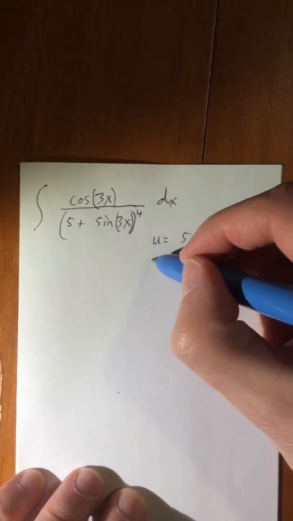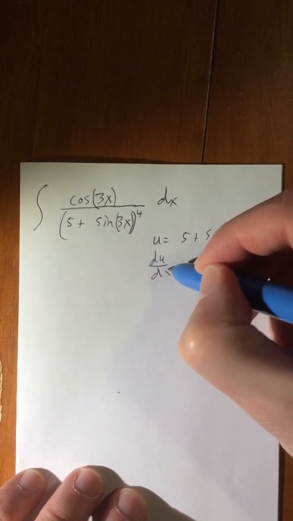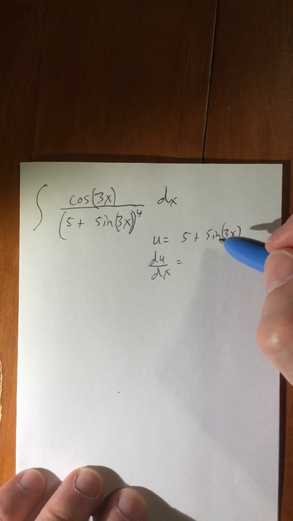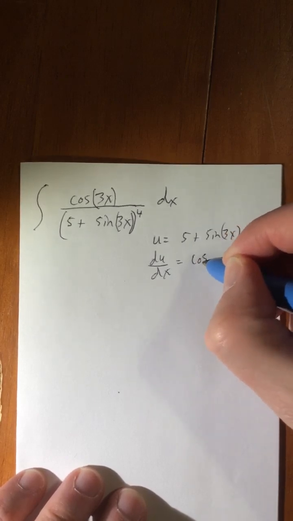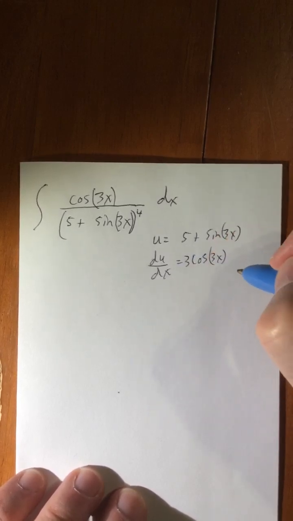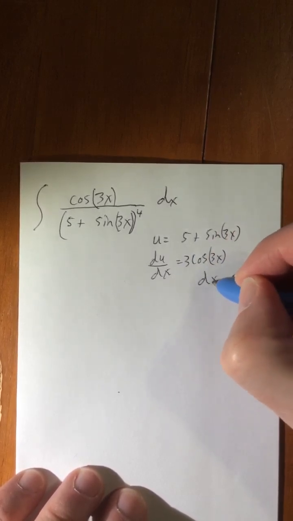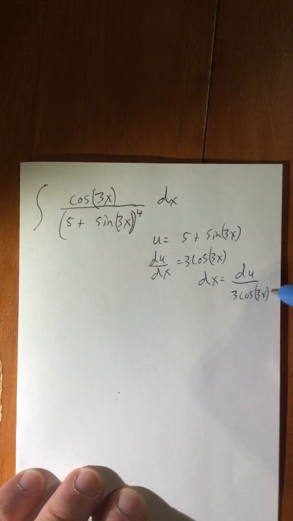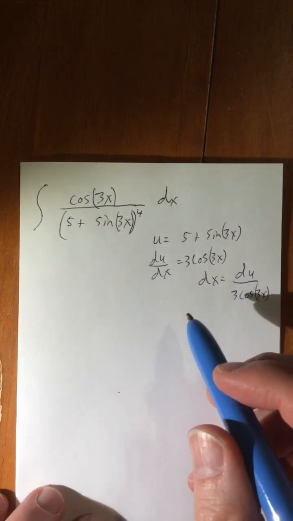And then du dx equals, derivative of 5 is obviously 0, so we're going to have cosine of 3x times 3. Stick 3 right there. And dx equals du over 3 cosine 3x. And now we can do all of our integrating.